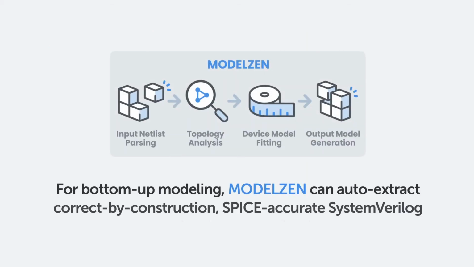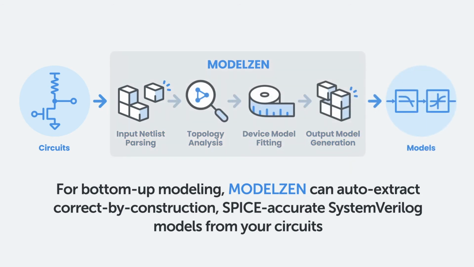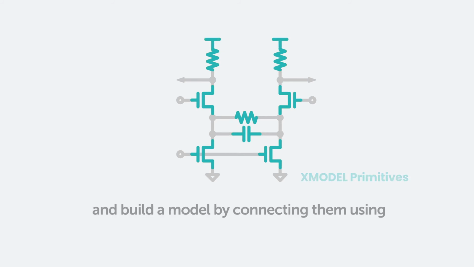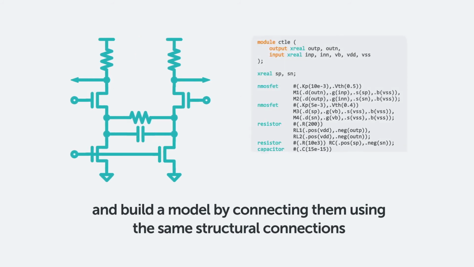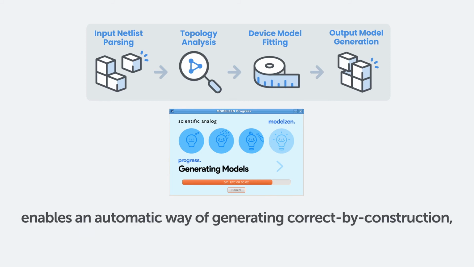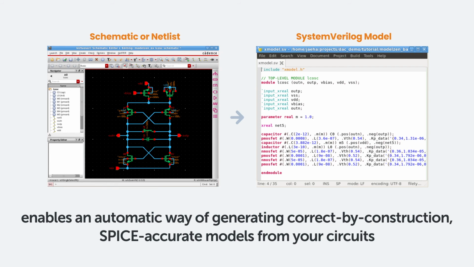For bottom-up modeling, MODELZEN can auto-extract correct by construction, SPICE-accurate SystemVerilog models from your circuits. The first approach that MODELZEN uses is to convert each SPICE element in the circuit into an equivalent XMODEL primitive and build a model by connecting them using the same structural connections. This structural modeling, which is possible only with the XMODEL circuit-level modeling capability, enables an automatic way of generating correct by construction, SPICE-accurate models from your circuits.